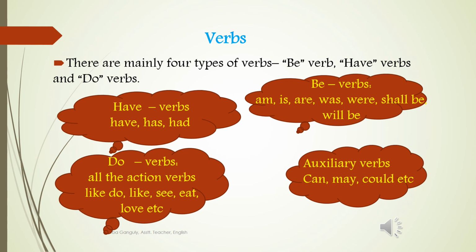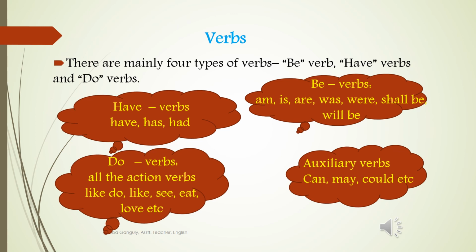A recapitulation part. Again, to remind you that there are 3 kinds of verbs, that is have verb, be verbs and do verbs. Have verb means have, has, had, do verbs are the action verbs, and be verbs are am, is, are, was, were, shall be, will be.